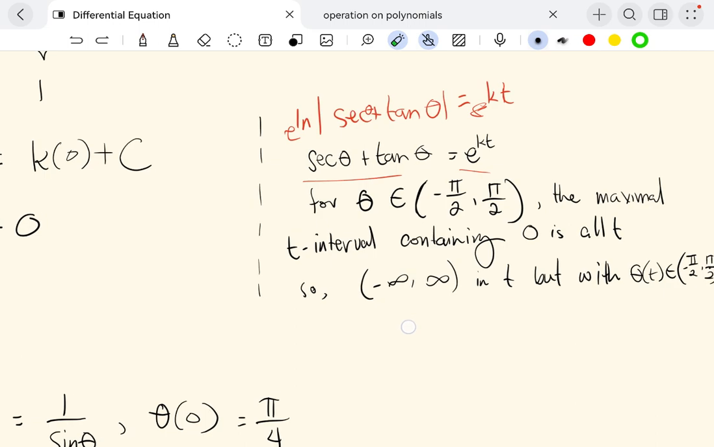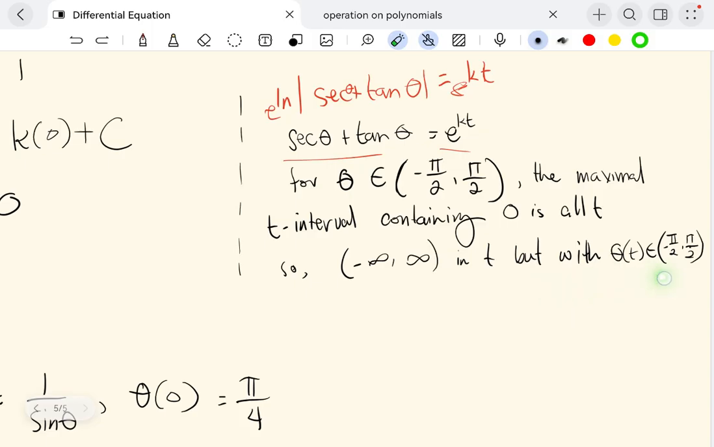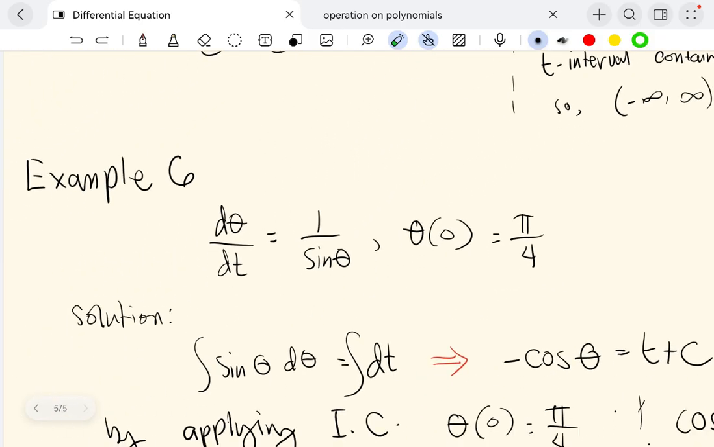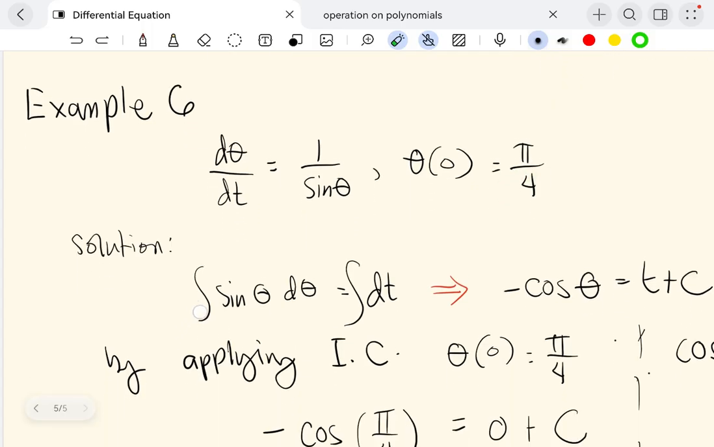Then, as you can see, for all the angle theta from negative pi over 2 to pi over 2, the maximal t interval containing 0 is all t. So therefore, your maximum is from negative infinity to positive infinity, but with the restriction that theta of t is from negative pi over 2 to pi over 2. And last example, d theta over dt is 1 over sine theta, and theta of 0 is equal to pi over 2.